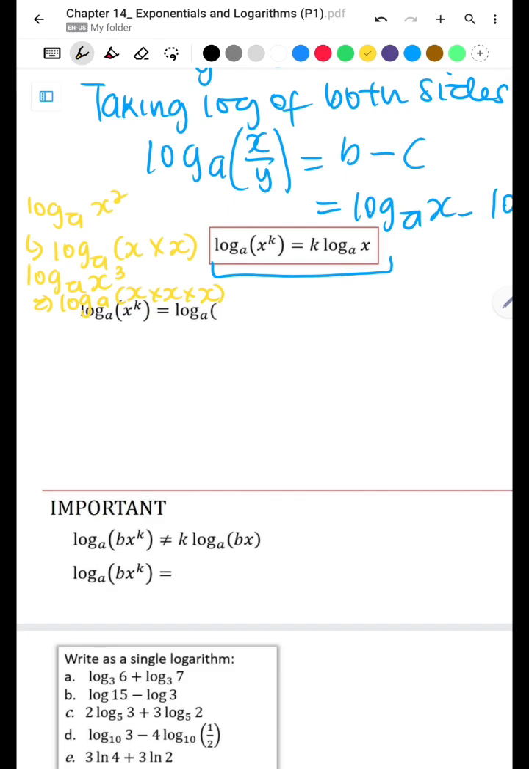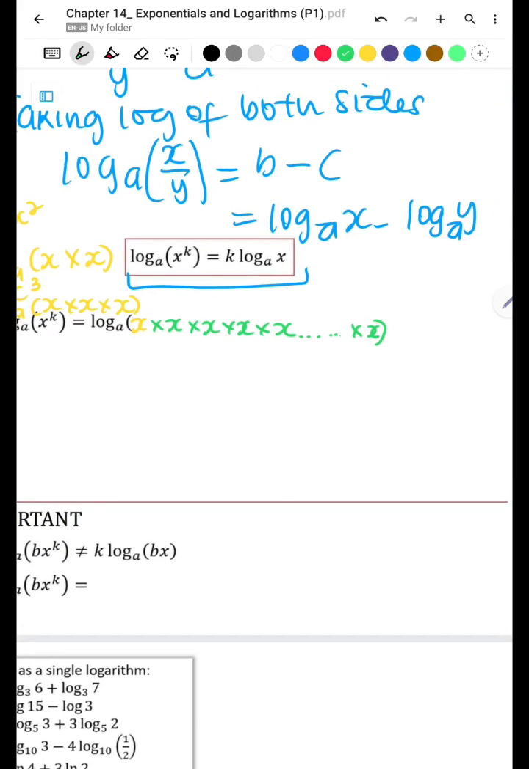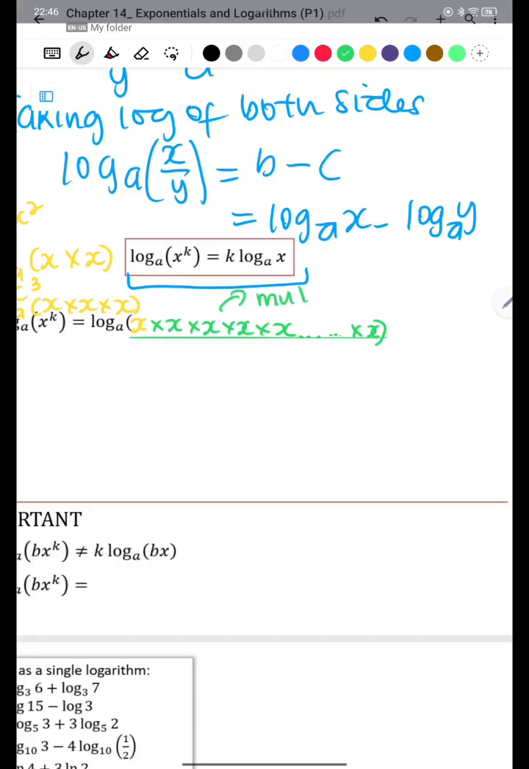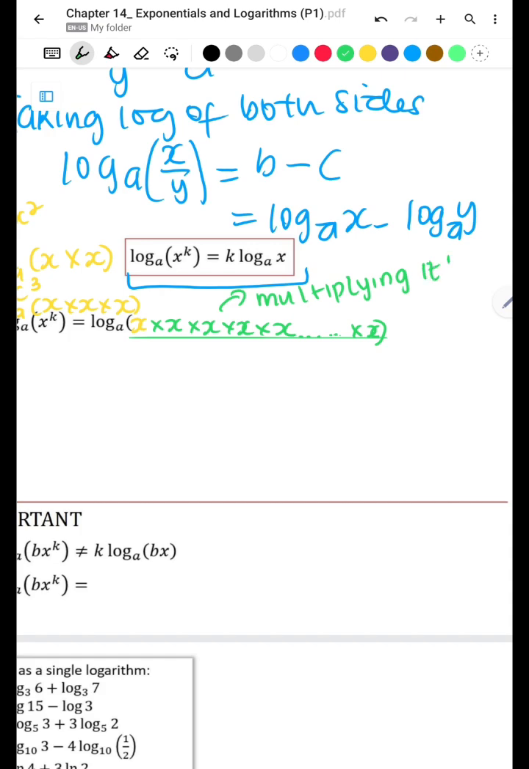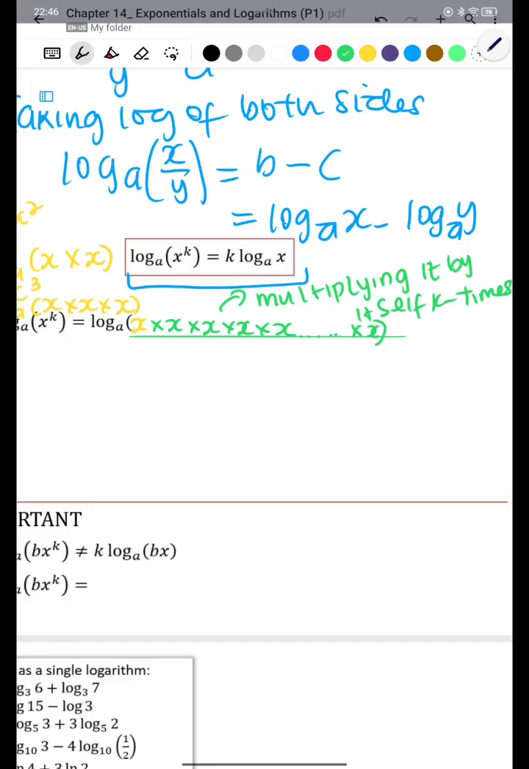So basically, x to the power of k is saying x times x times x times x times x. I don't know where to stop. All I know is it's continuous because I don't know what k is. So here I'm using the power rule. I am multiplying x by itself k times, because I don't know what k is, but all I know is I'm multiplying k times.